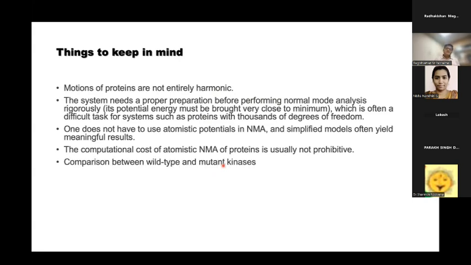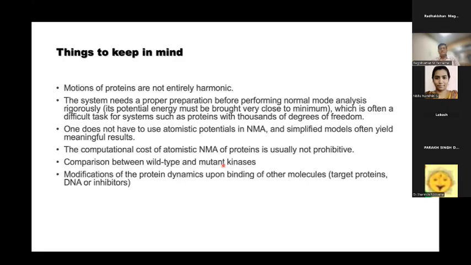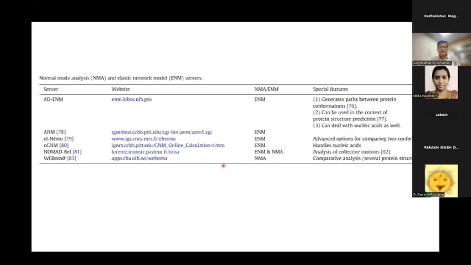For example, if you want to compare a wild type and a mutant kinase, the level of resolution of the information may not be critical in kinases when you do a normal mode analysis. At the same time, when you do an MD, you can see it. Okay, and so on for many proteins.